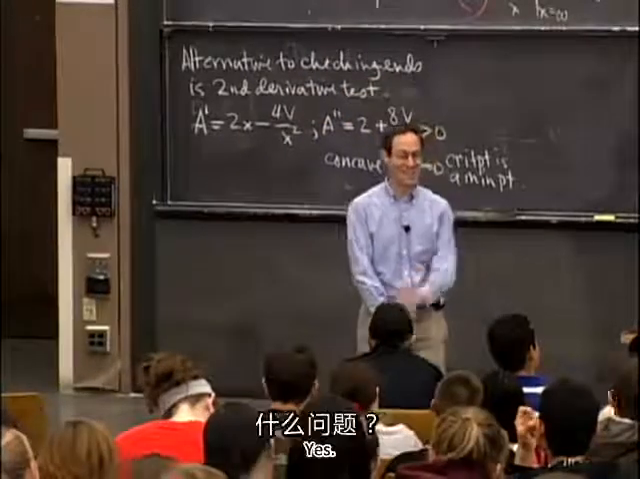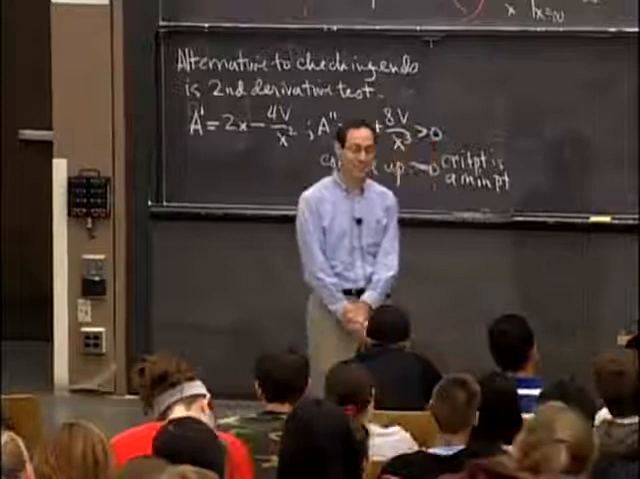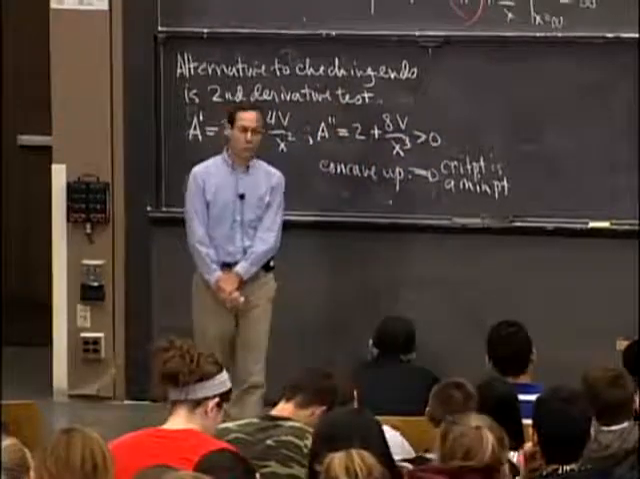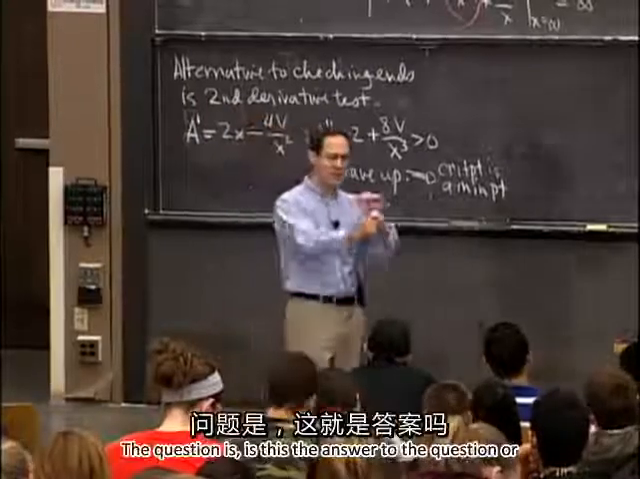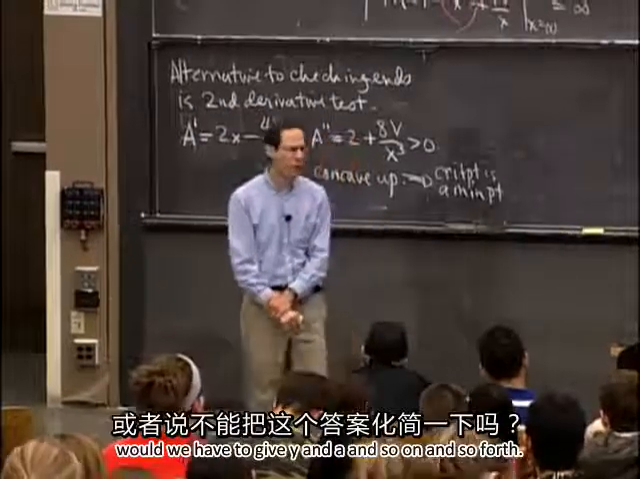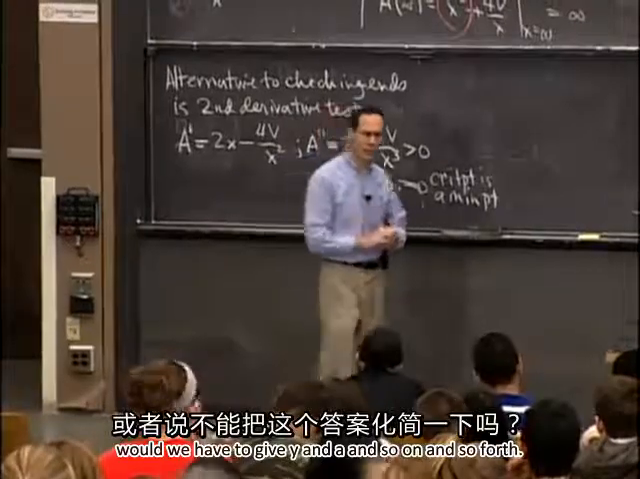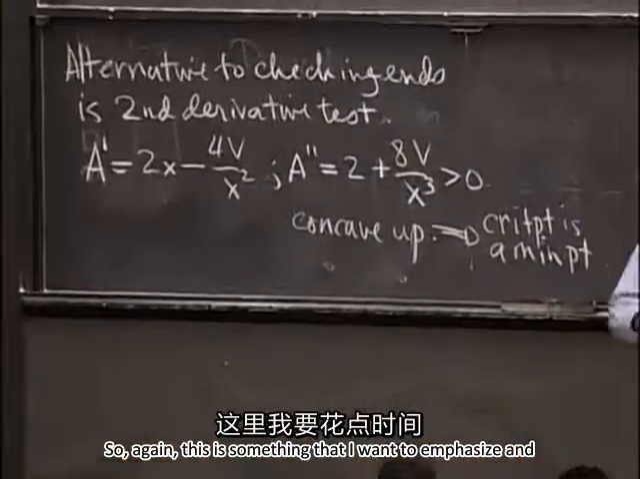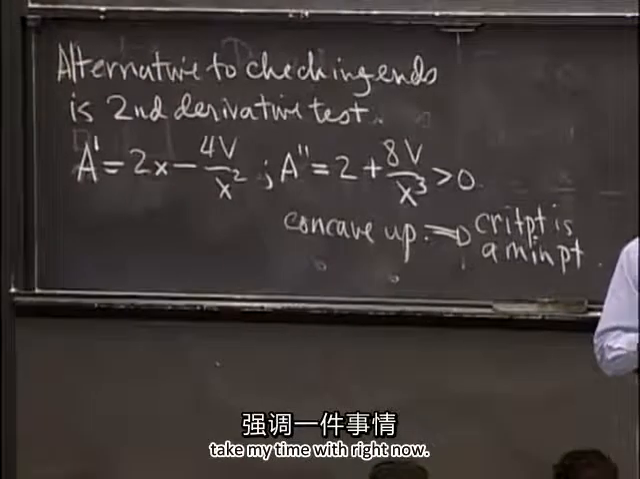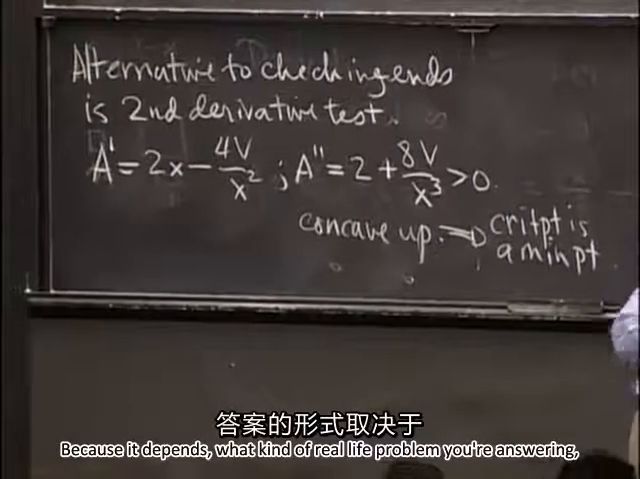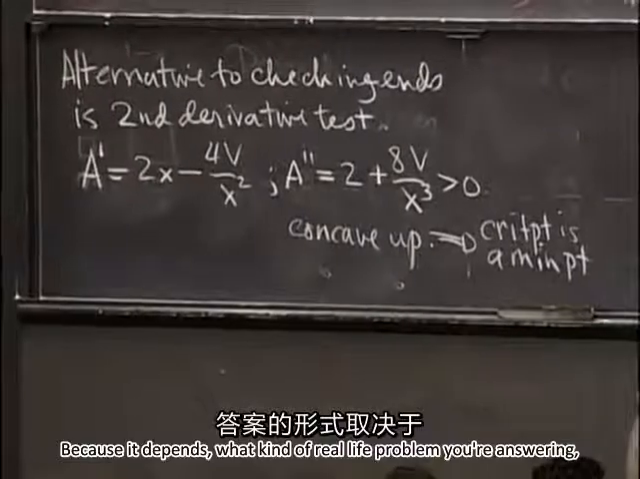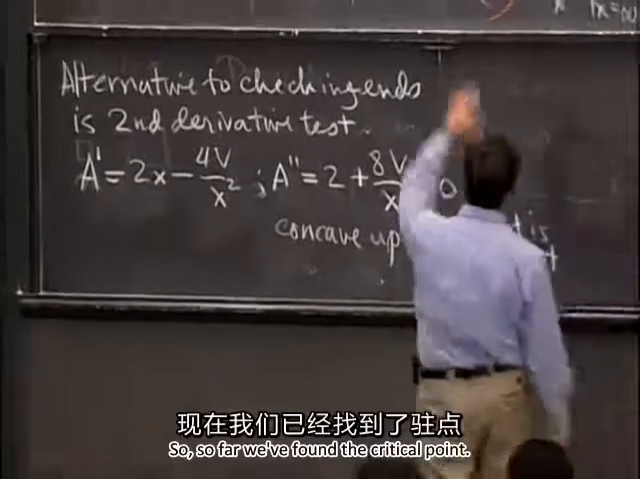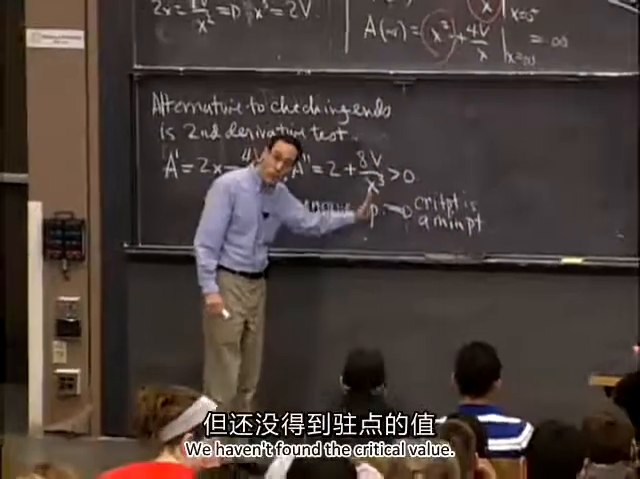Yes? So is this the answer to the problem, or would you have to give y and y in terms of a? You're one step ahead of me. The question is, is this the answer to the question, or would we have to give y and a and so on and so forth? This is something that I want to emphasize and take my time with right now, because it depends what kind of real-life problem you're answering, what kind of answer is appropriate. So far, we've found the critical point. We haven't found the critical value.